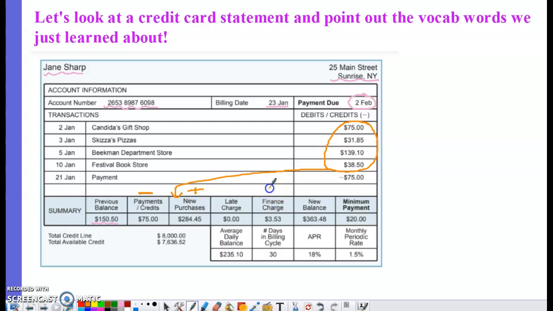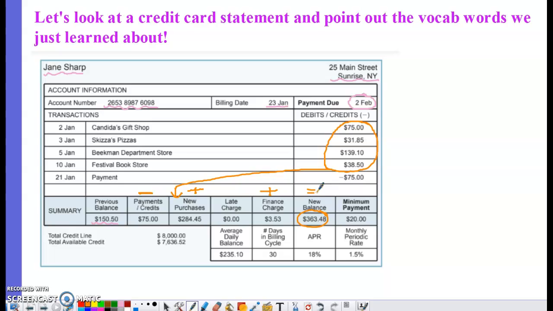We do have a finance charge because, again, we didn't pay off that entire credit card bill, so we're going to have to add that to what we owe. And then when we add and subtract all those things from our previous balance, they give us this new balance here. That's what everything equals. Again, on here, they're going to tell you that your minimum payment is $20. So by the 2nd of February, you have to pay $20. Otherwise, you're going to incur a late fee.